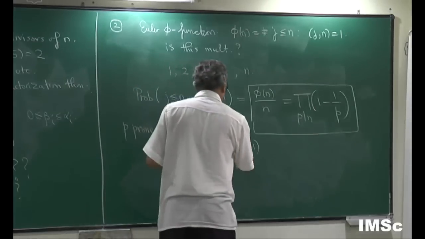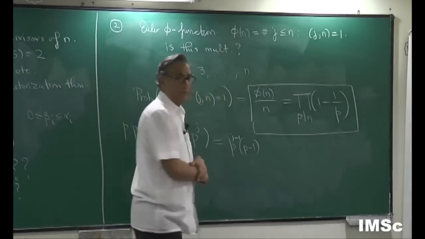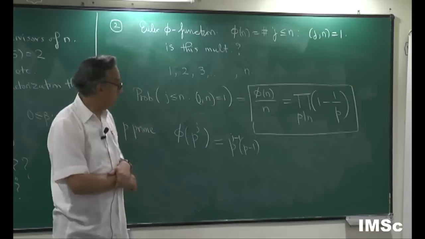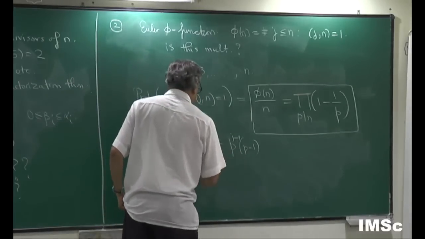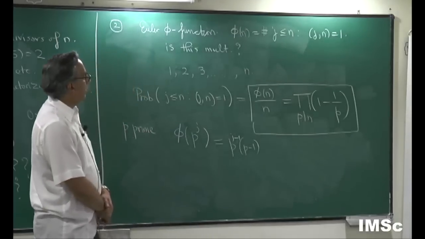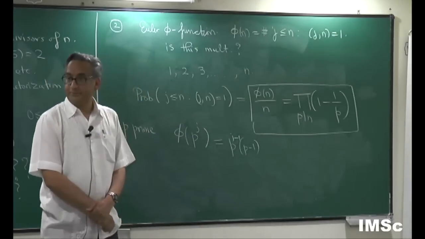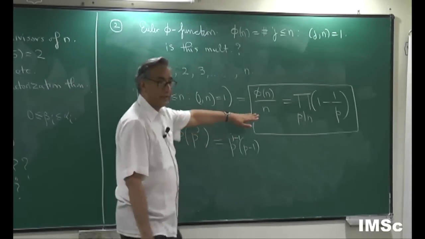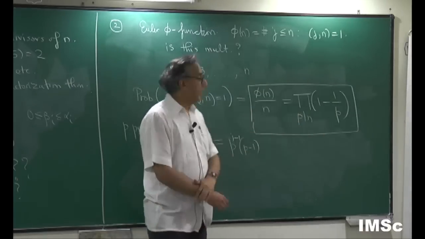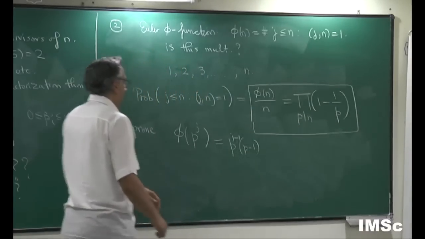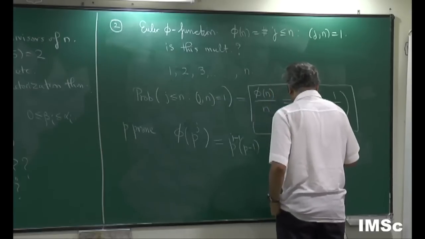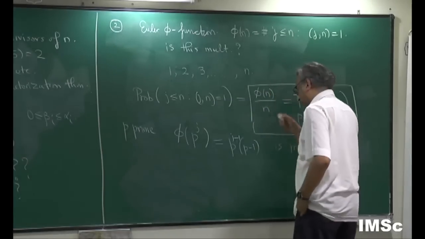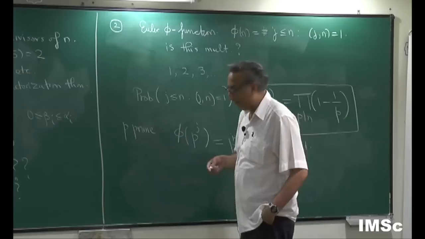P to the j minus 1, p minus 1. That's what you get. So now the question is, is this function a multiplicative function? Yeah, that's clear from here, right? It only depends on the prime factorization, and they're independent. So this is multiplicative. And I'll leave it to you to check that it's not completely multiplicative, okay?